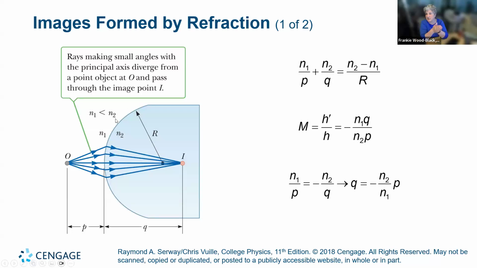We're going to use our same conventions. We're going to use our P's and Q's, where P is the distance between the object and the surface that we're dealing with. Q is the distance between the surface and wherever the image is. So we're still going to use those. We have something that looks like our mirror equation, where I have my radius of curvature, but I have to take into account my indexes of refraction.